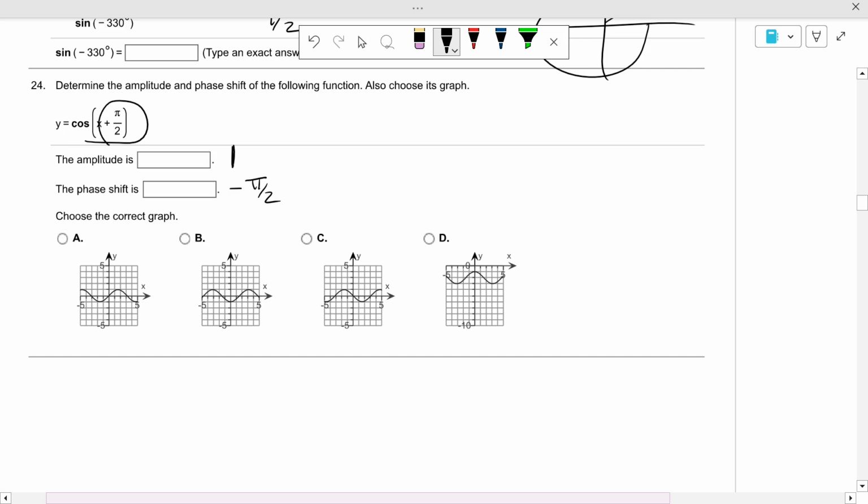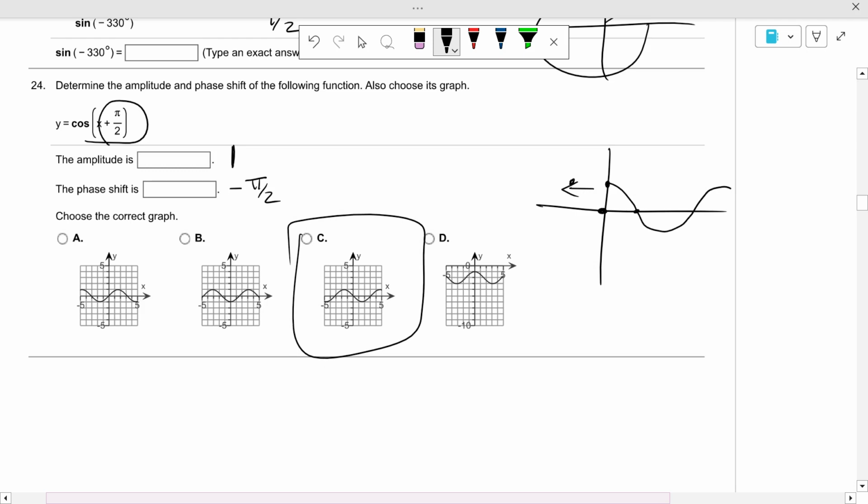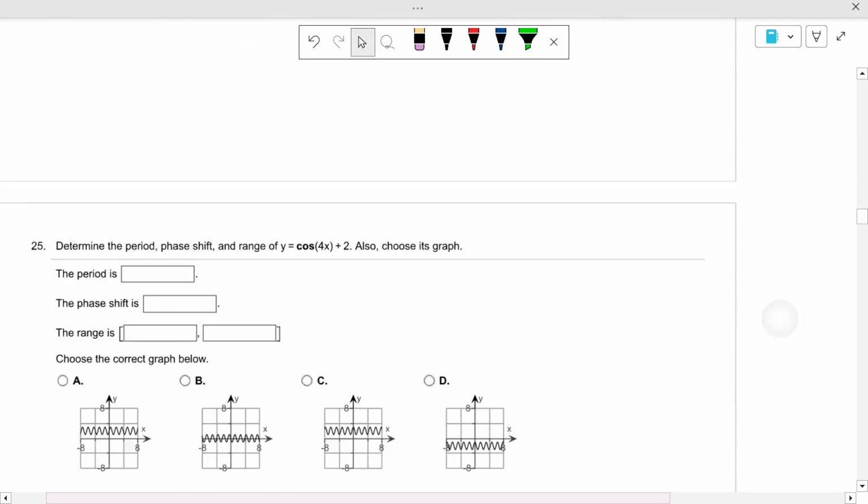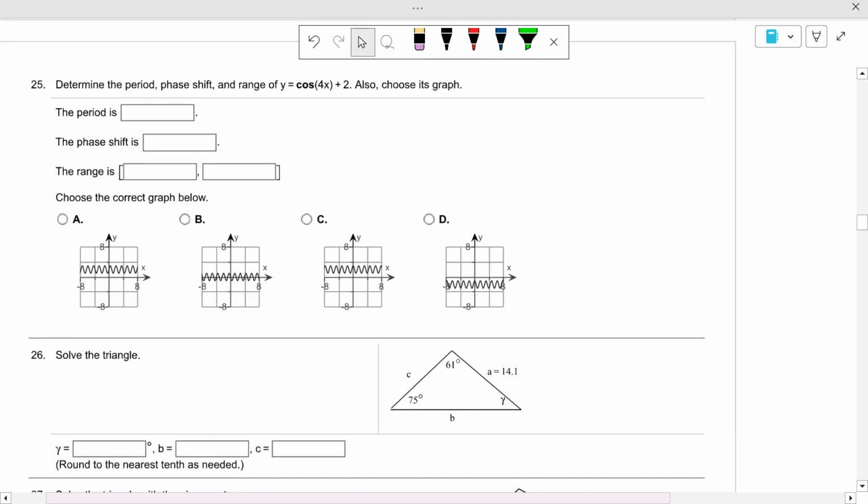Which is the correct graph? Well, cosine starts up here and crosses that pi over 2 and whatever. So if we shift left pi over 2, this point is here, this point is here. It should go down through there, which is choice C. Okay, the other one from that chapter.